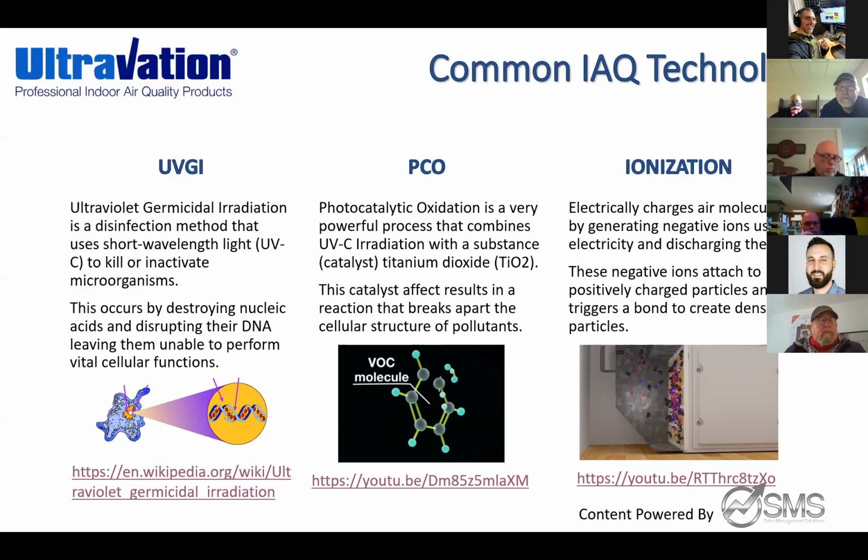Next, we're going to jump to PCO. That stands for photocatalytic oxidation. It's a very powerful process that combines UVC irradiation with a substance catalyst, titanium dioxide, TiO2. This catalyst effect results in a reaction that breaks apart the cellular structure of pollutants. So we're going to go ahead and watch a small video on this, and it's just going to give a visual representation of what we're talking about here.